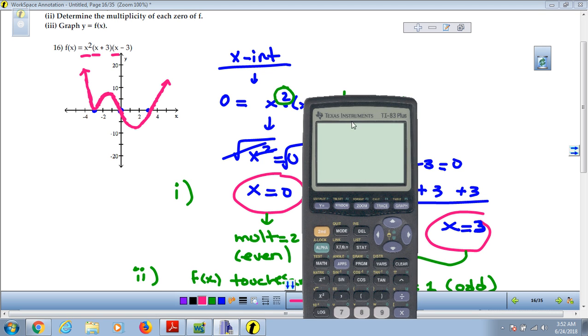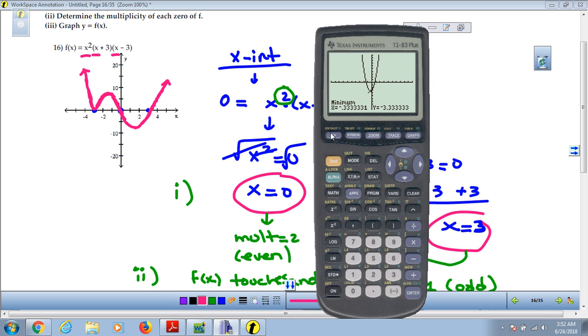Obviously, shortcut: if you have a calculator, you put it on the calculator. Can you do that? Yes. In a multiple choice test? Sure, why not?